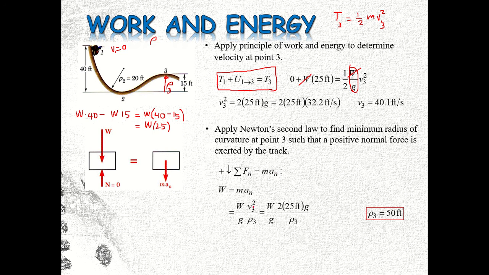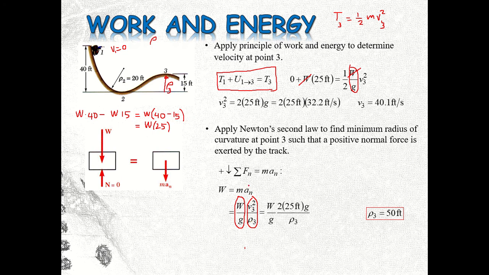So again, here we have the weight, since N is equal to 0. So we have the weight, which has the same direction as this one, equal to m times an. Since the mass is equal to the ratio of the weight and the gravitational acceleration, and we know that an is just equivalent to the square of the velocity at this point, divided by the radius of curvature.